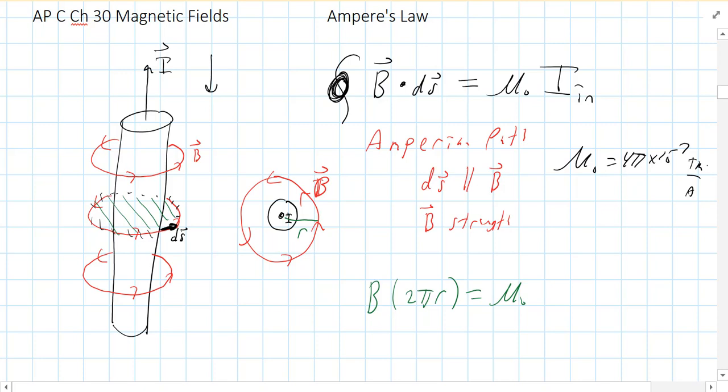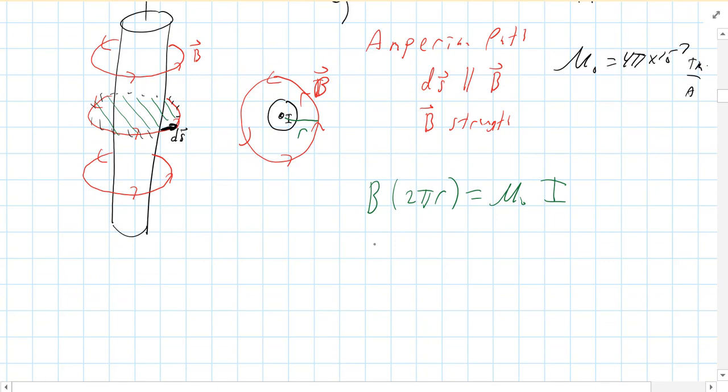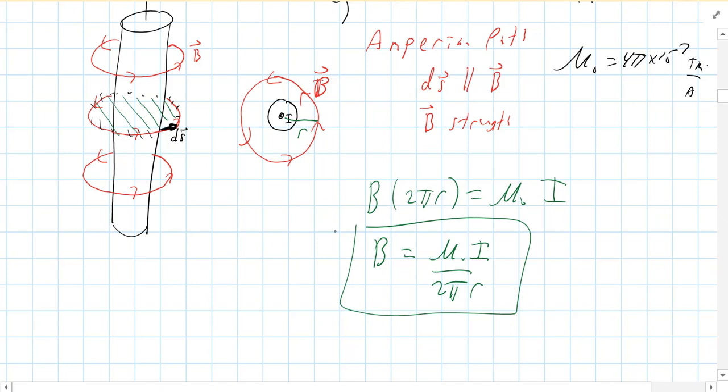Now, how much of the current in the wire passes through this loop? Well, all of it. So it's just I, okay? And then you got your answer. B equals mu naught I over 2 pi r, okay? So there's your magnetic field if you're outside the wire. Very simple, two lines of work, right?